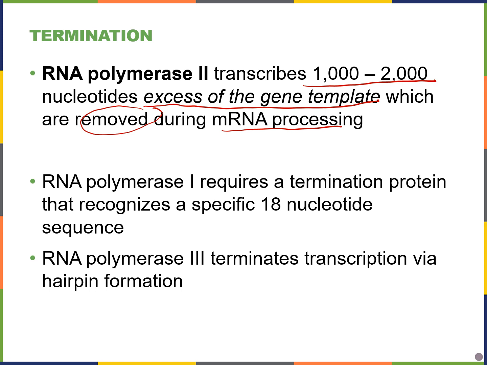If I look at RNA polymerase I, there are also differences in termination. RNA polymerase I will require a termination protein that's going to recognize a specific sequence to stop transcription. And finally, RNA polymerase III is going to form a hairpin complex that's similar to what we saw in prokaryotes. We're going to focus mainly on RNA polymerase II again for our class.